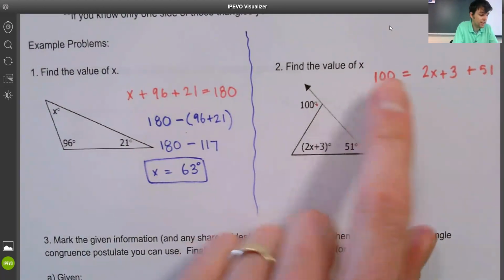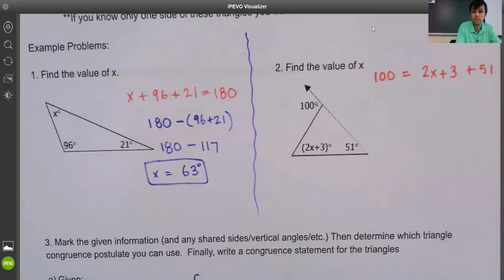Anyway, 100 is equal to 2x plus 3 plus 51, right? So that's our equation using the exterior angle theorem, and we could solve it that way. It's totally fine, works great in this situation, and is pretty much equivalent to the other equation that I'm going to write, but I'll go ahead and go with this.